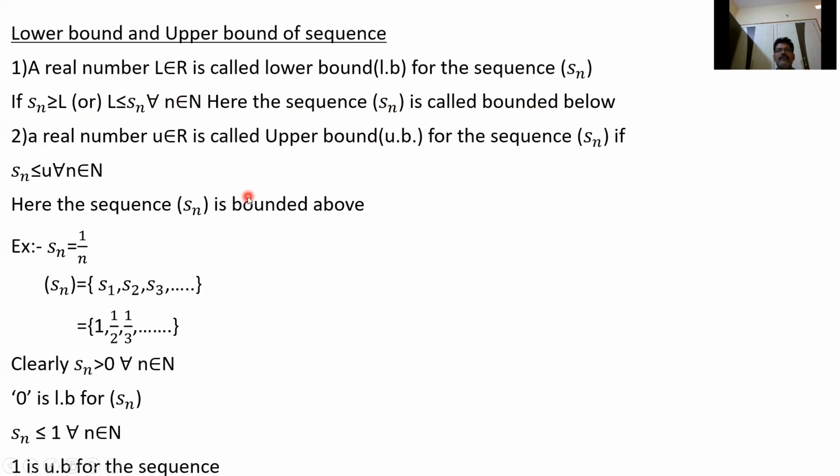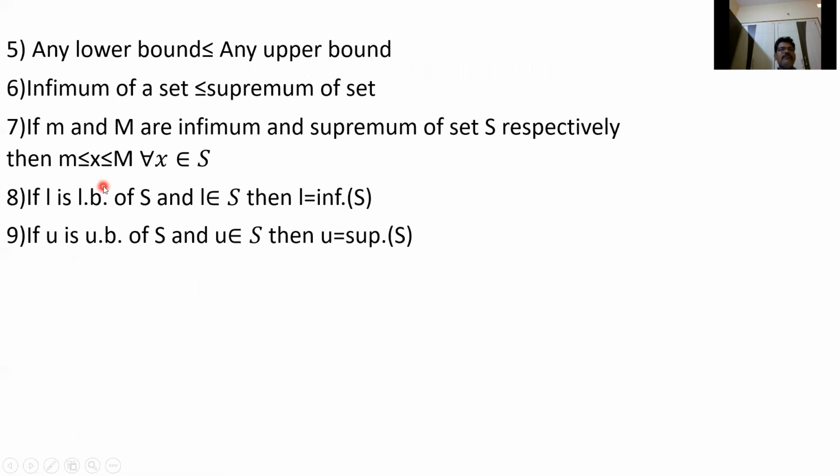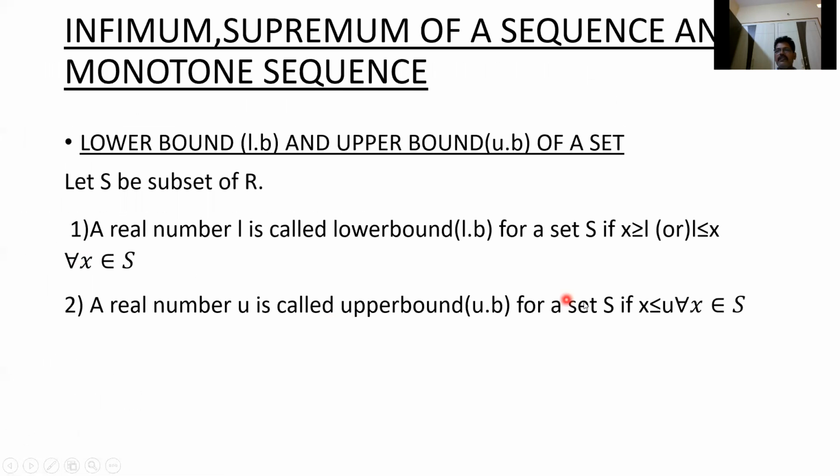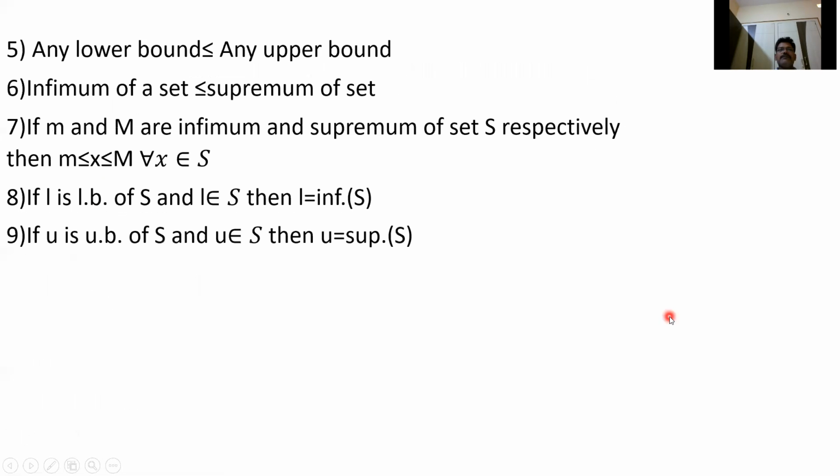And upper bound is the same as what we defined for the set: X less than or equal to U for all X belongs to S. When you say a number U is called an upper bound for a set, if X is less than or equal to U for all X belongs to S. So we defined the upper bound for a set if X is less than or equal to U for all X belongs to S. Similarly, for the sequence, Sn is less than or equal to U.